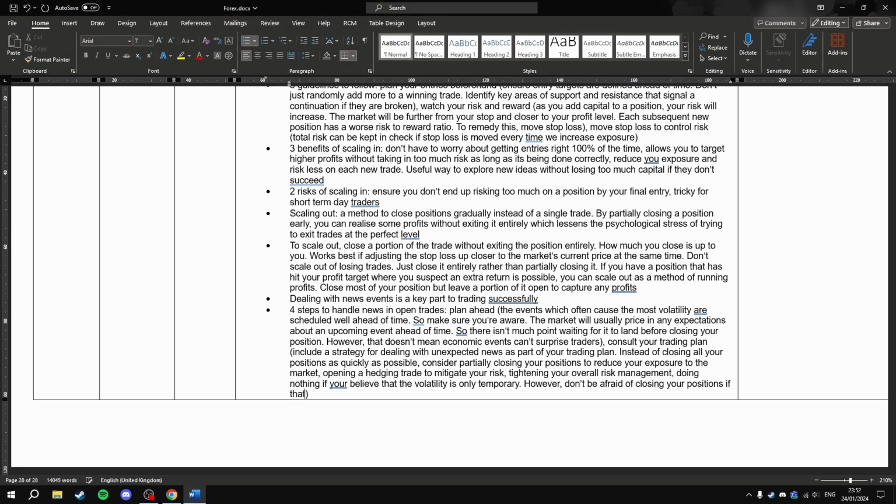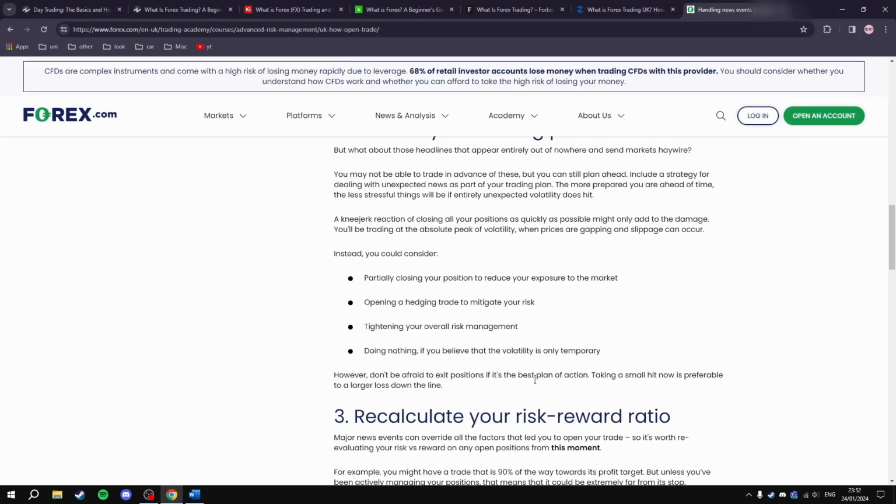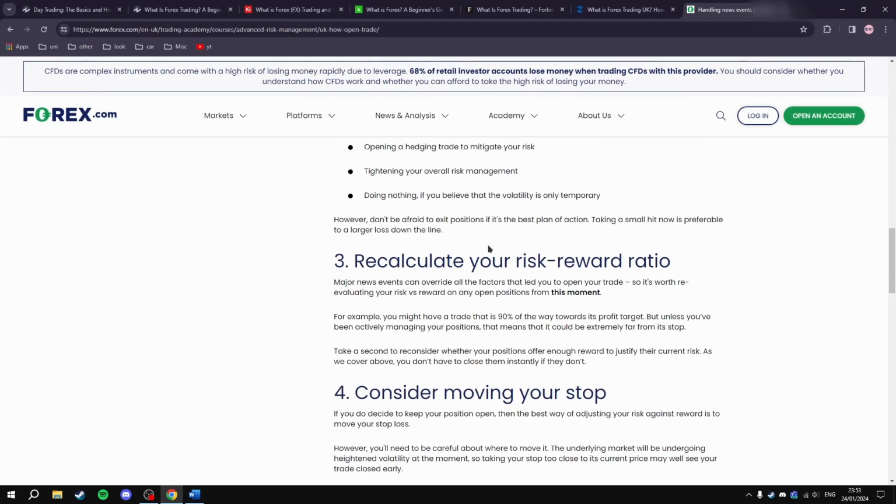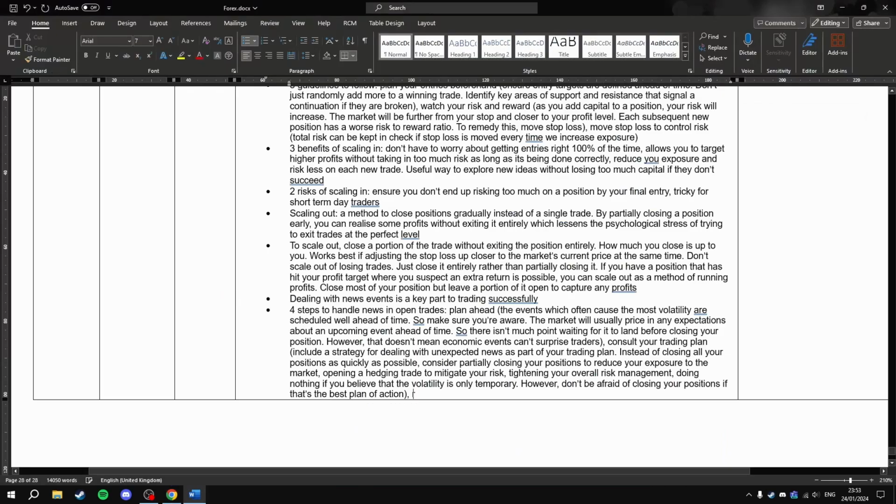That's the best plan of action. Recalculate your risk-reward ratio.